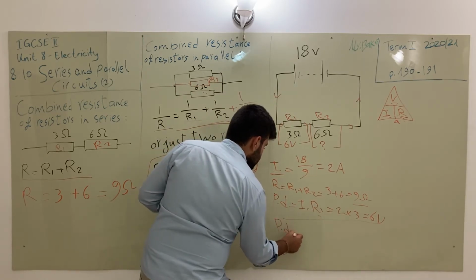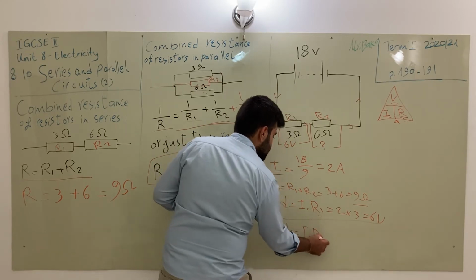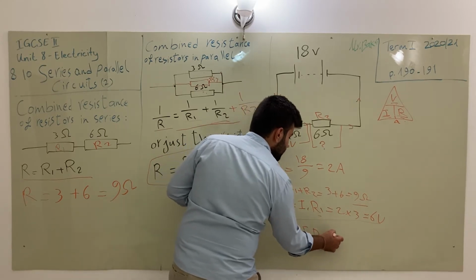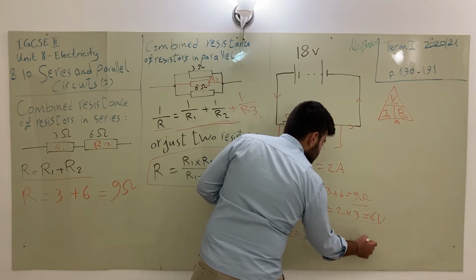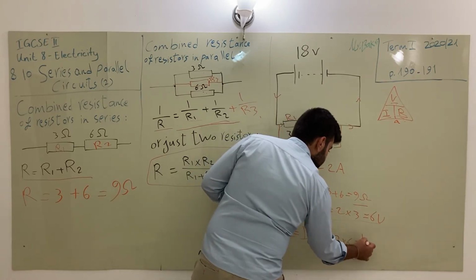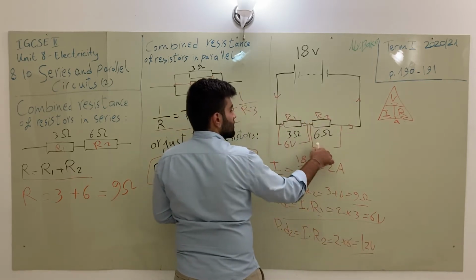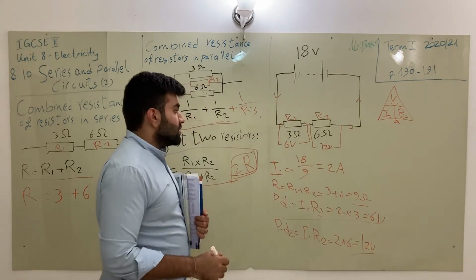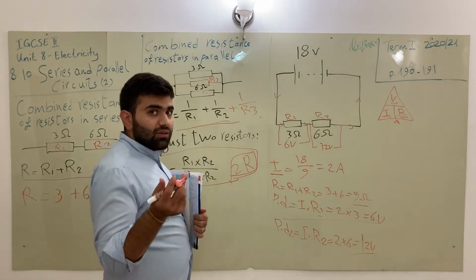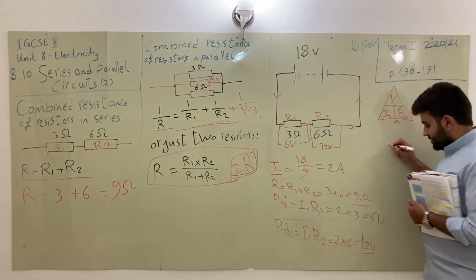And with the second reading, for the 6 ohm, potential difference 2 is equal to I, R2 multiply, it's equal to 2 multiply 6, that gives us what? 12 volt. So how can I now make sure that my answer was correct?